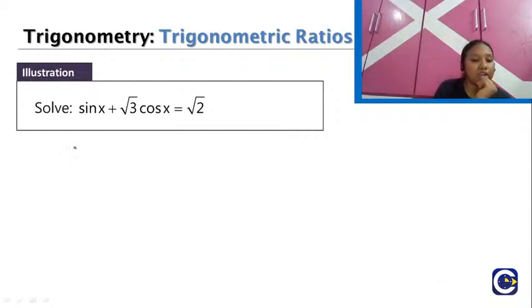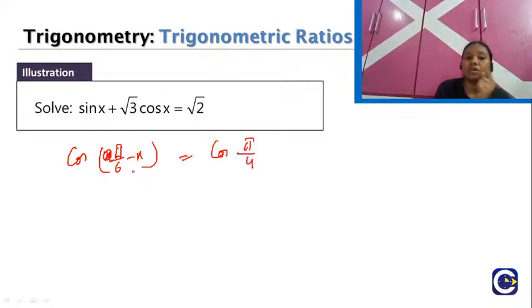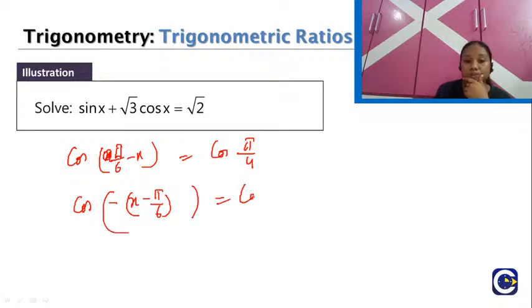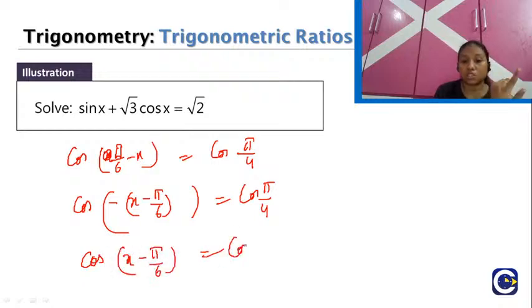So we are having cos of pi by 6 minus x, which is equal to cos pi by 4. So that's our previous step. Here I am taking minus common, so it will become x minus pi by 6 is equal to cos pi by 4. So cos of minus x is nothing but cos x. So it will be cos of x minus pi by 6, which is equal to cos pi by 4. Now it will be easy for me to write it.